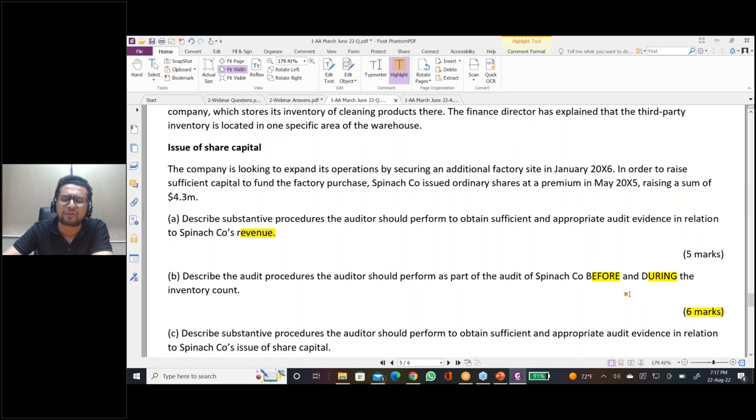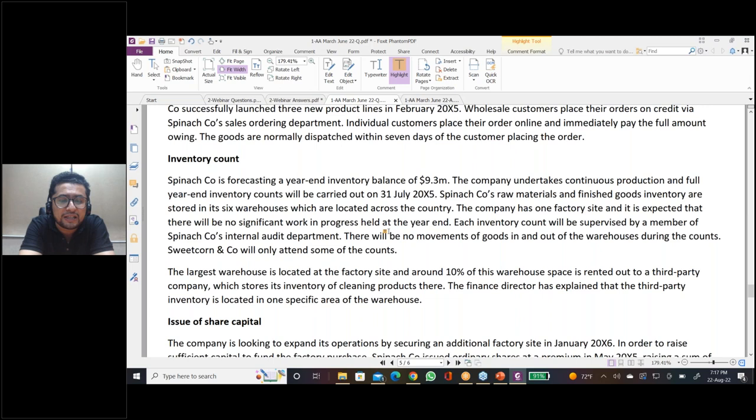Let's read the question. S company is forecasting a year-end inventory balance of 9.3 million. So that sounds extremely material. The company undertakes continuous production, so the production goes on. Full year-end inventory counts will be carried out at the year-end, that is on 31st July. S company's raw materials and finished goods inventory are stored in 6 warehouses, which are located across the country. See, 6 warehouses. So it might not be possible for the audit team to attend all 6.